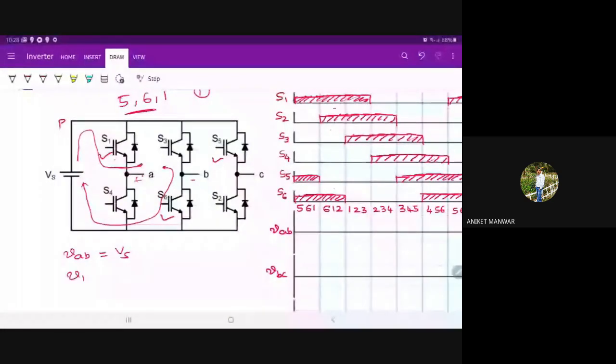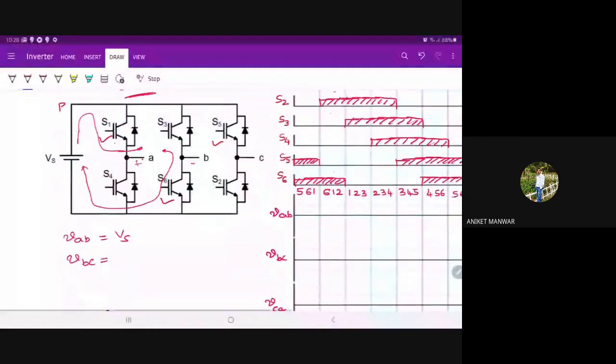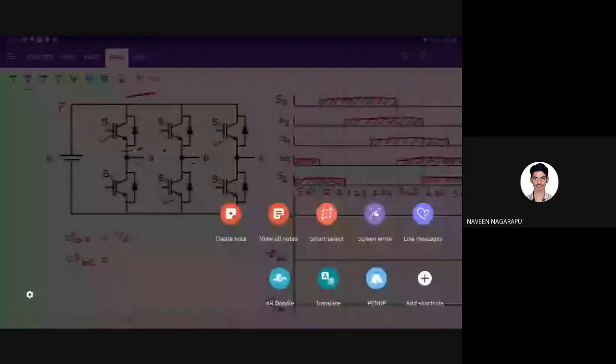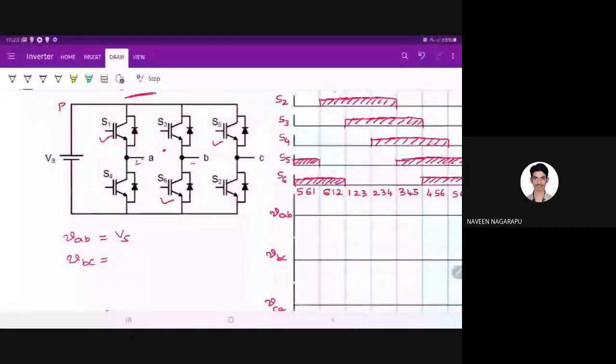At the same time, what is voltage VBC, the voltage across B and C? Minus VS. B is connected to the bottom switch, which is on. So B is connected to the negative plate of the DC source, and C is connected to the positive plate of the DC source. So that is minus VS.